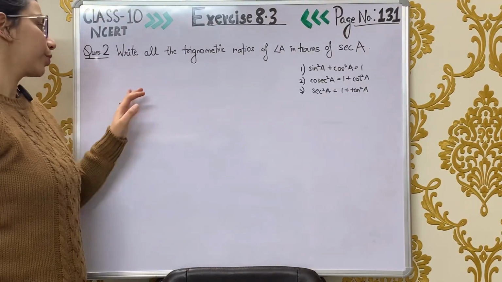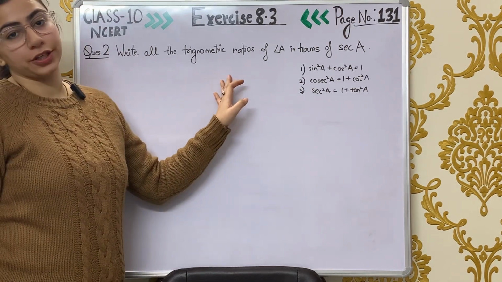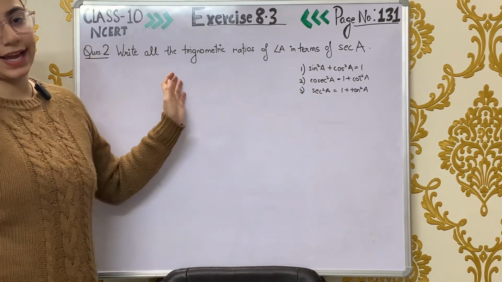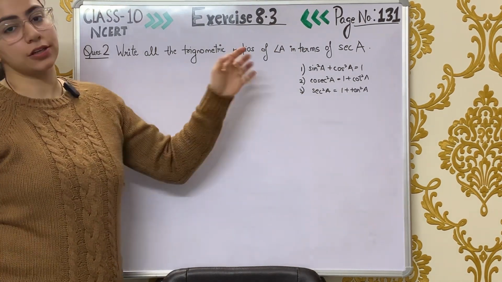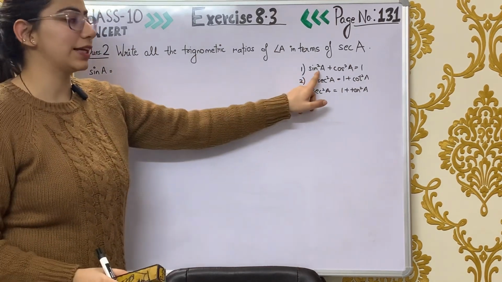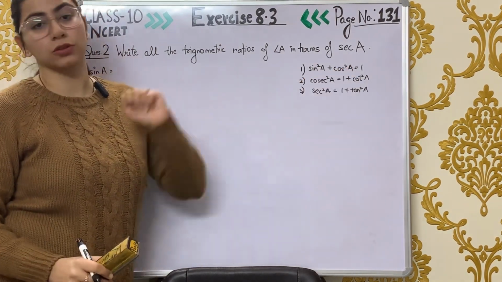Question number 2. We have to write all trigonometric ratios of angle A in terms of secant A. So basically we have to write sin A, cos A, tan A, cosecant A in terms of secant A. Let's start with sin A first. From here we know that sin square A plus cos square A is equal to 1.